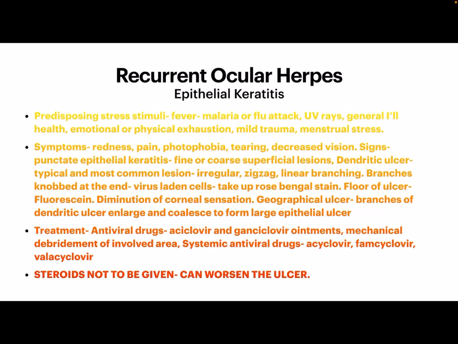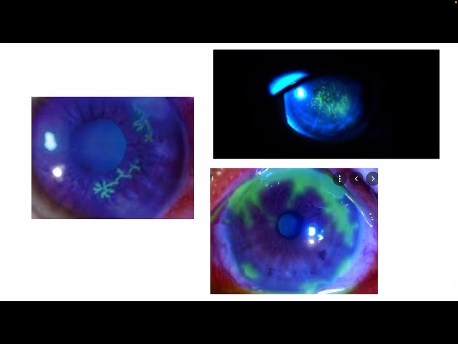In epithelial keratitis, clinically we will see symptoms and then signs. Symptoms: the patient will tell you, I have pain, photophobia, tearing, decreased vision, and redness. Then the signs you will see, this is very important. First, there will be punctate epithelial keratitis. This is characterized by fine, coarse, and superficial lesions. In this picture, on the right upper top part, there are green dots. You can see this green dot. The green color is coming because of the fluorescein dye that you apply in the patient's eye to visualize these lesions.